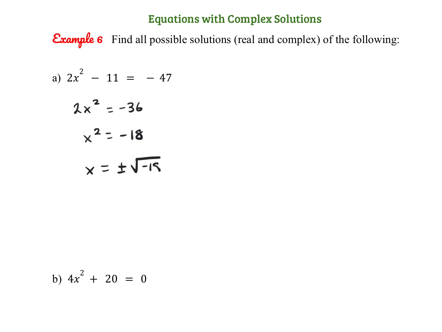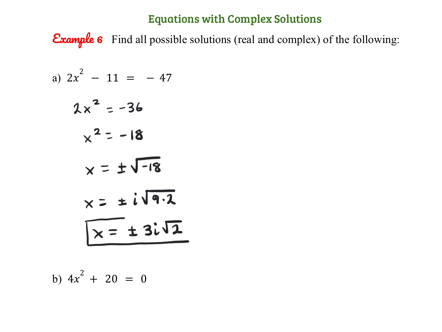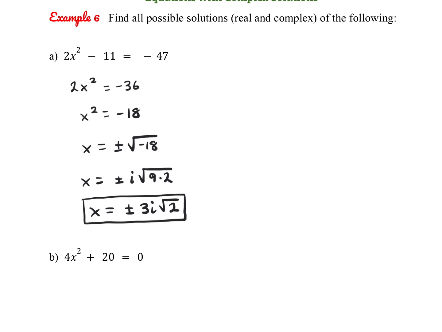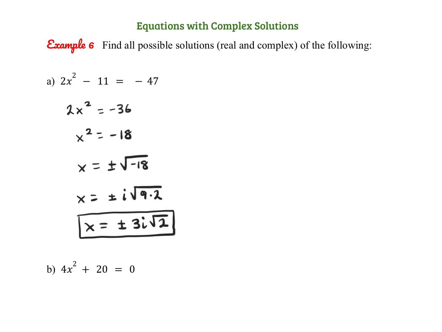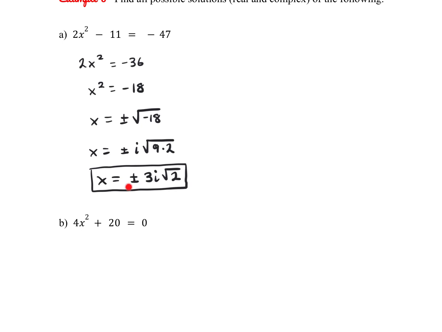Now previously, this is when we stopped and we said no real solutions, but we know now that we have a way of simplifying this. We still have the plus or minus. I'm going to pull the i out front, and we know that 18 is just 9 times 2. So this will have two solutions, plus or minus 3i root 2. So in this case, we have two imaginary solutions, positive 3i root 2 and negative 3i root 2. And you'll see that imaginary or complex solutions will always, always, always come in pairs, and those pairs will always be complex conjugates.